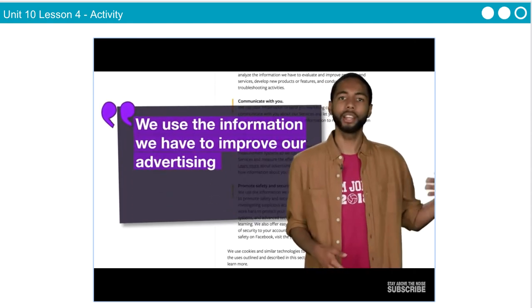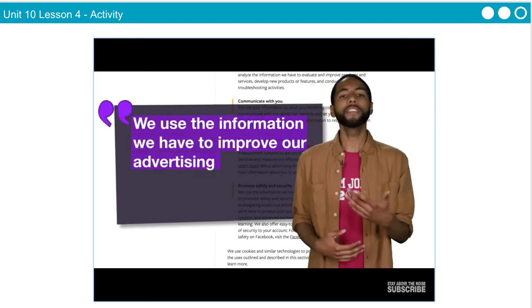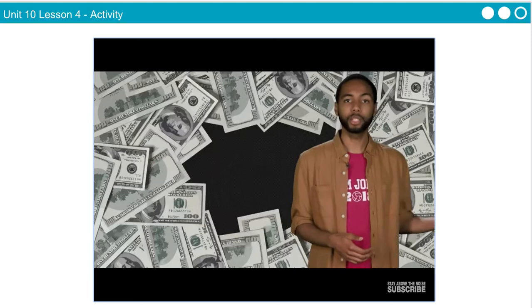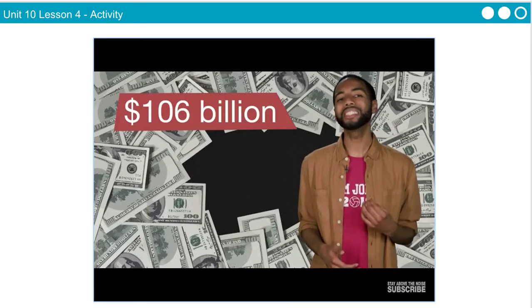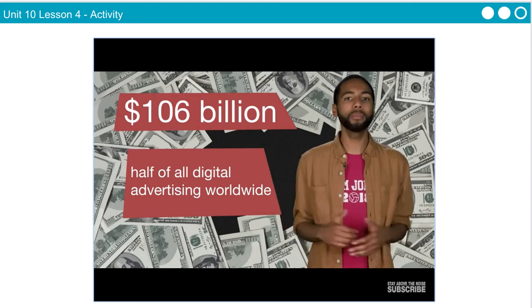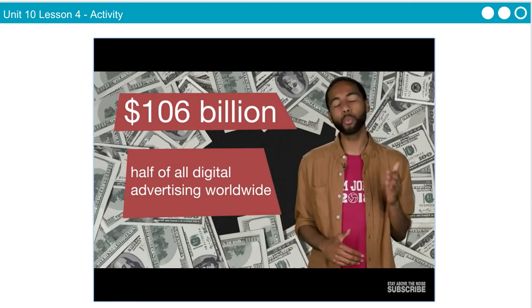The tech companies mine every photo, status update, and tweet for info that online advertisers are willing to pay big money for. Facebook and Google alone are predicted to make $106 billion from advertising this year. That's nearly half of all the money made from digital advertising in the world.